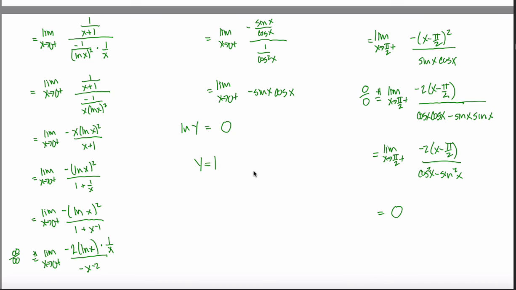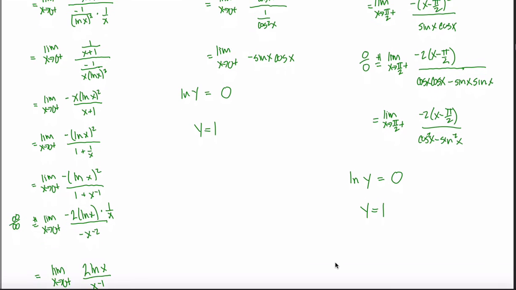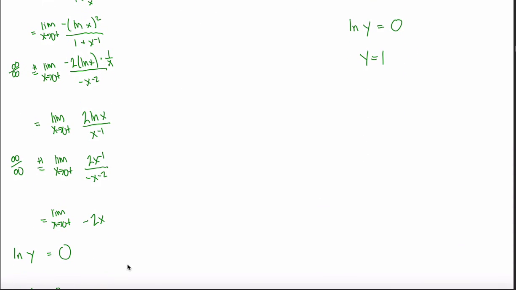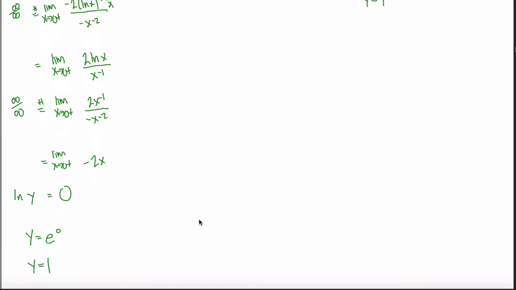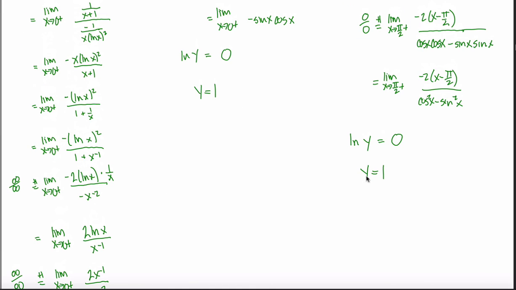Is that my answer? No, because we didn't solve for y. That's the natural log of y. So the natural log of y equals 0, so therefore y equals 1. It is not the case that these are always 1 as your answer. It's just coincidence that in these three it ended up being. So just something I wanted to point out.